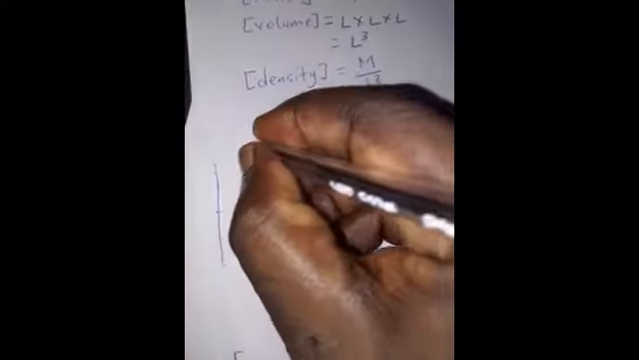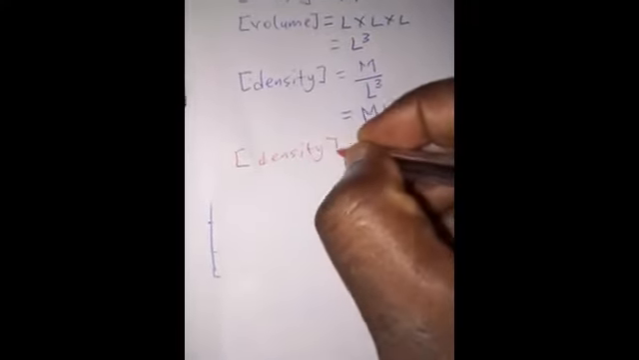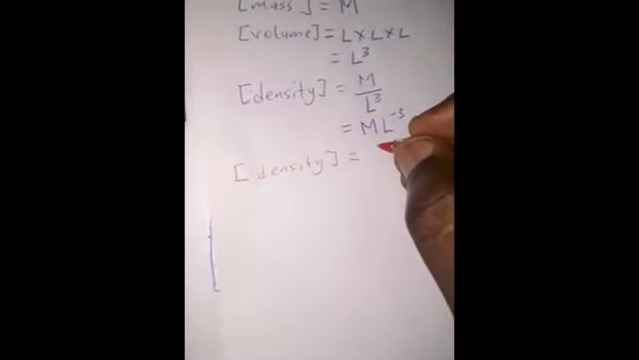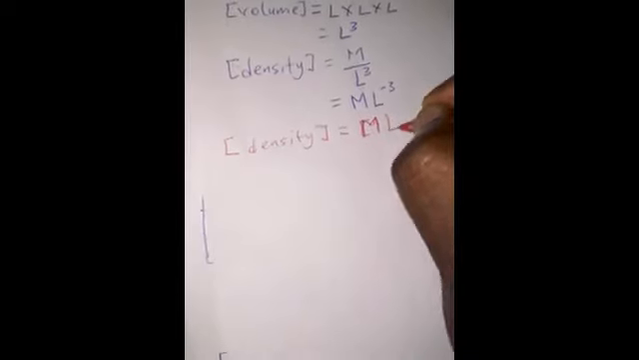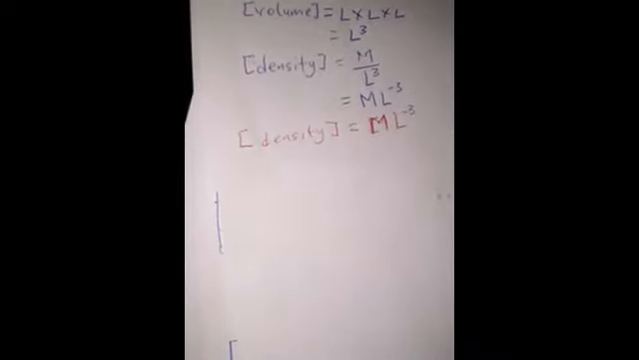So the dimension of density becomes equal to M L power minus 3. That is the dimension of density.